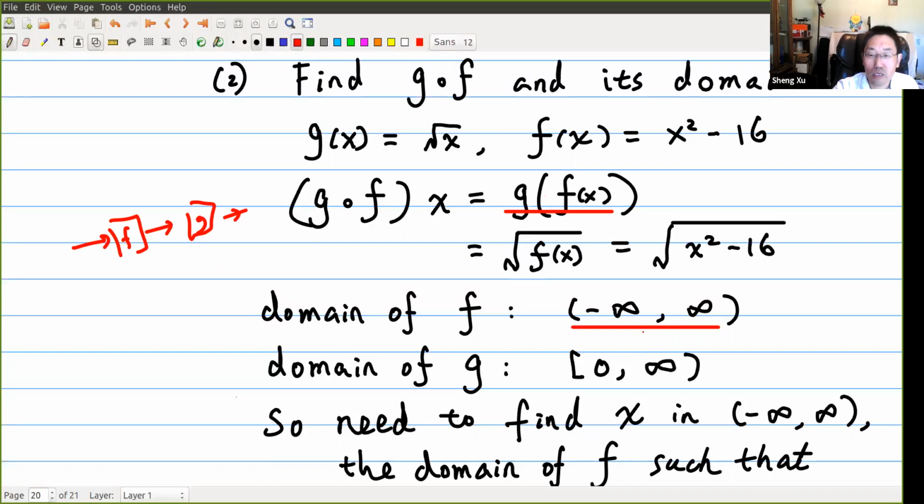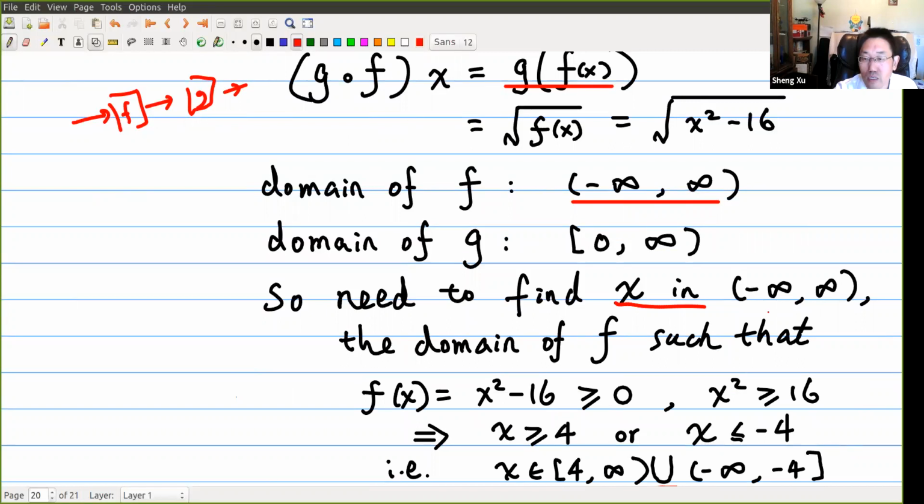positive infinity? No, it's not, because you see the domain of g is from zero to infinity. So you need to find x in the domain of f such that the output of f, fx, should be in the domain of g, right? Let me repeat, the output of f, which is fx, should be in the domain of g. Look at this picture here.